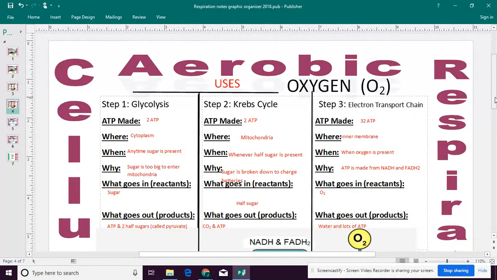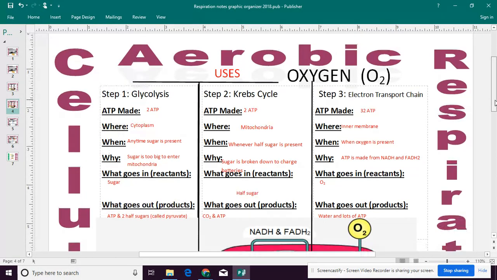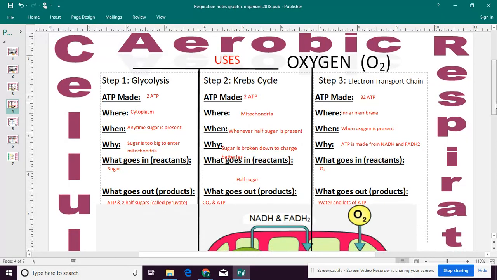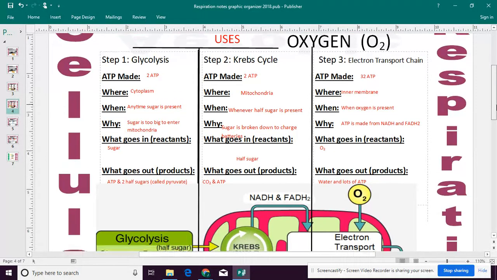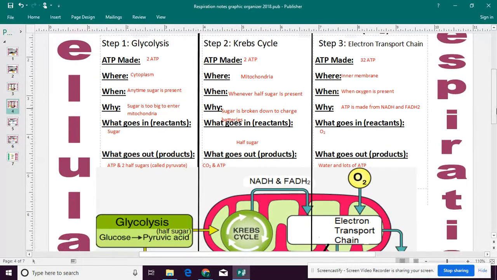All right, so aerobic respiration has 3 steps. We're going to try to go through this kind of briefly. It is a fairly complicated process, and we are, like I said, just going through the basics. In step 1, the name of step 1 is glycolysis.